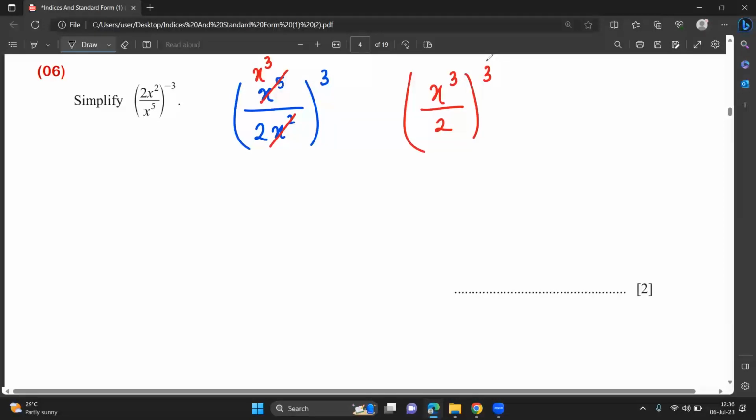What's the next step? Remove the brackets. How? This 3 belongs to x as well as the 2. What's the answer? X to the power 9 divided by 2 to the power 3, which is equal to 8.